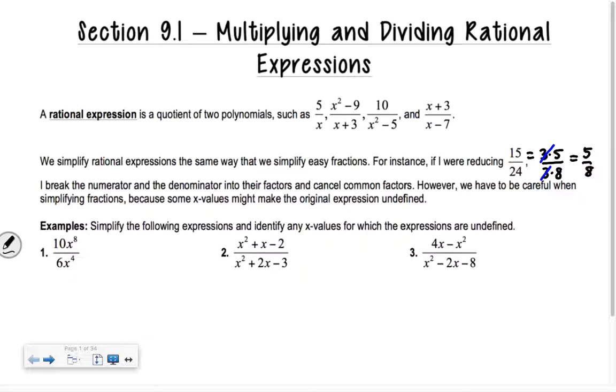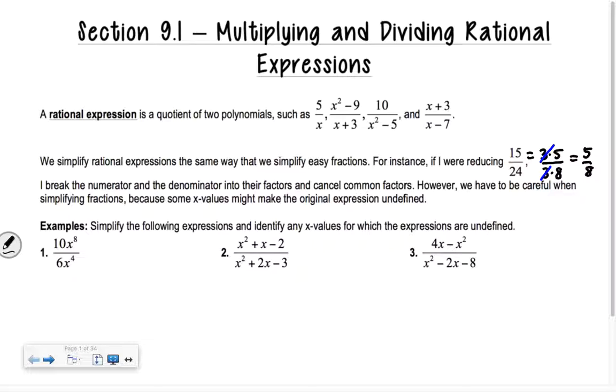So we're going to take our rational expressions, which are things like 5 over x squared minus 9 over x plus 3, right? We're going to take those, factor them, and reduce out any common factors, okay?